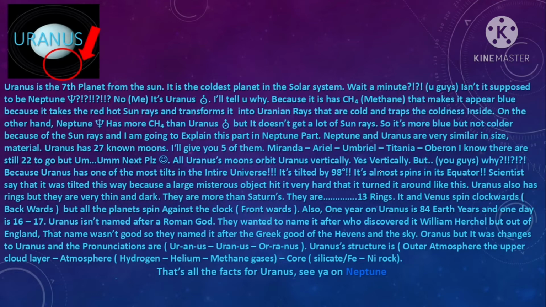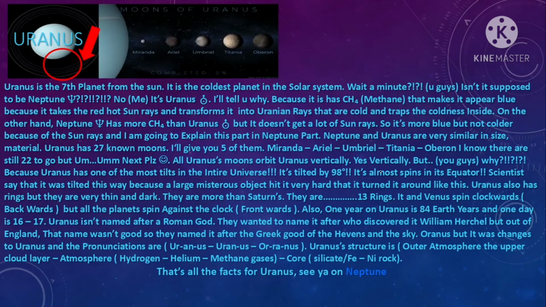Because it has CH4 methane that makes it appear blue. It takes the red hot sun rays and transforms them into Uranian rays that are cold and trap the coldness inside. On the other hand, Neptune has more CH4 than Uranus, but it doesn't get a lot of sun rays, so it's more blue but not colder because of the sun rays, and I'm going to explain this part in the Neptune part. Neptune and Uranus are very similar in size, but Uranus is slightly bigger.